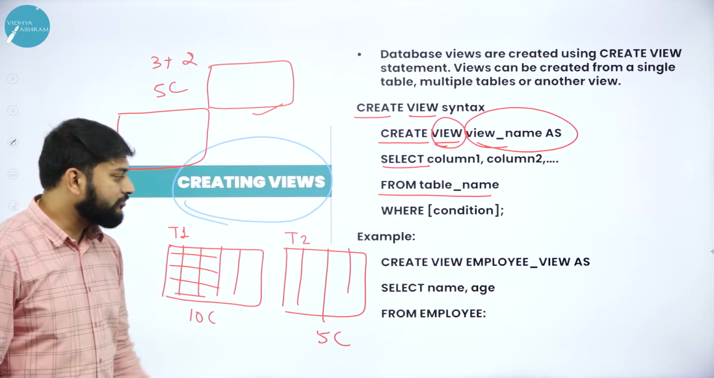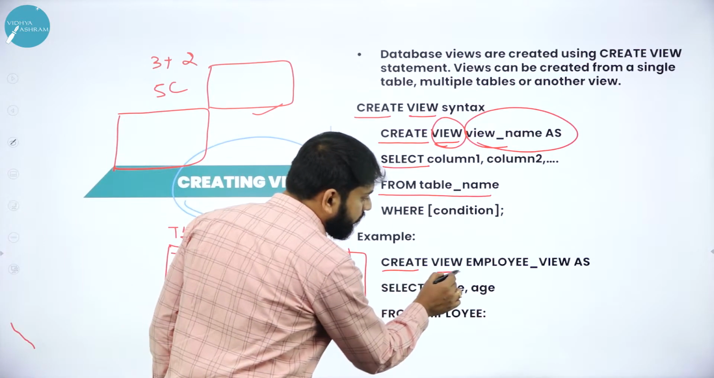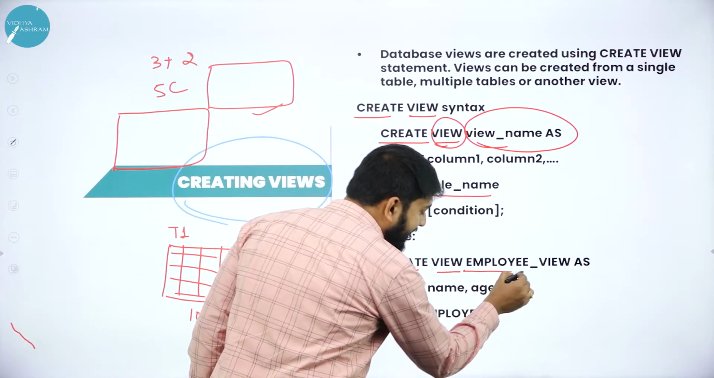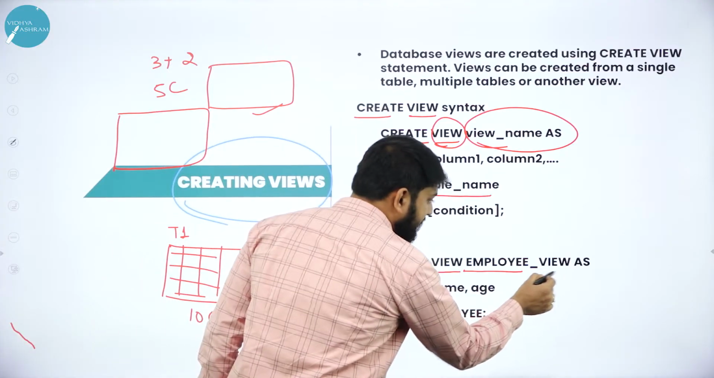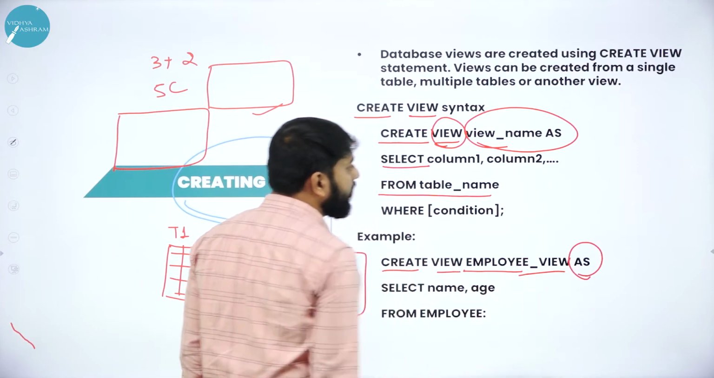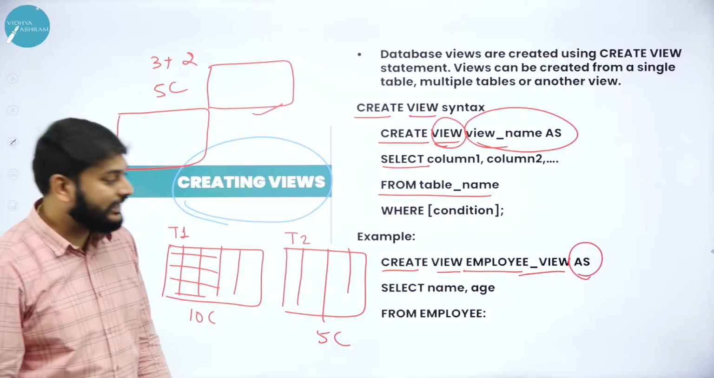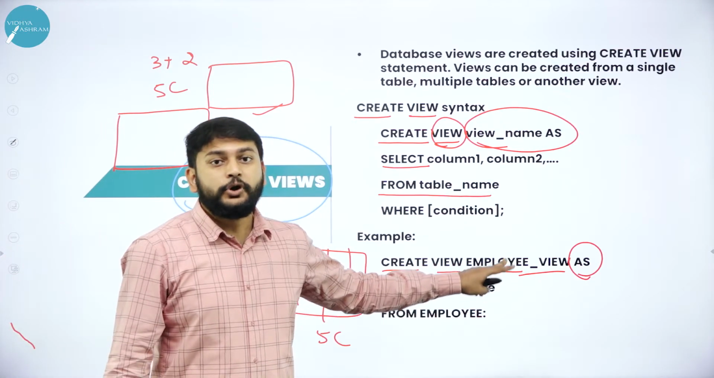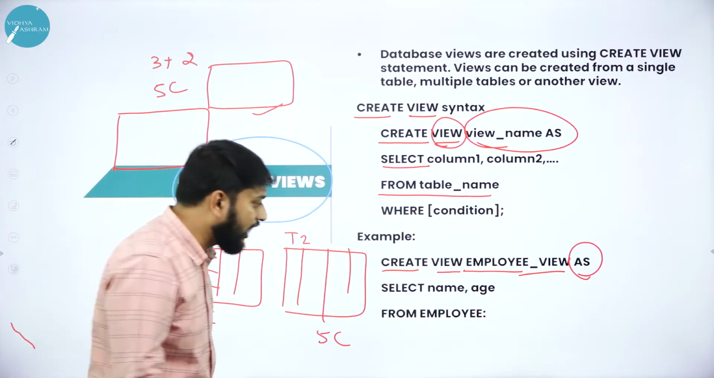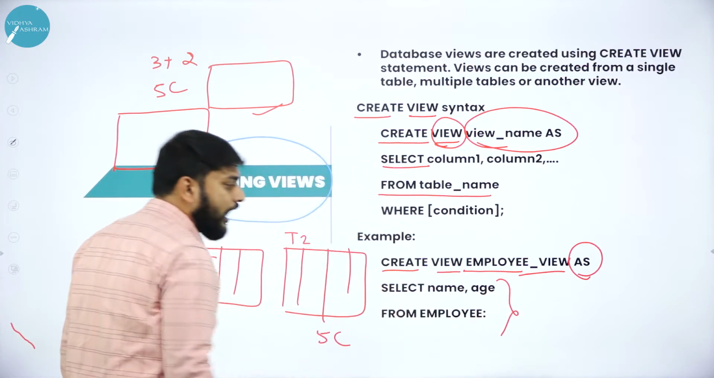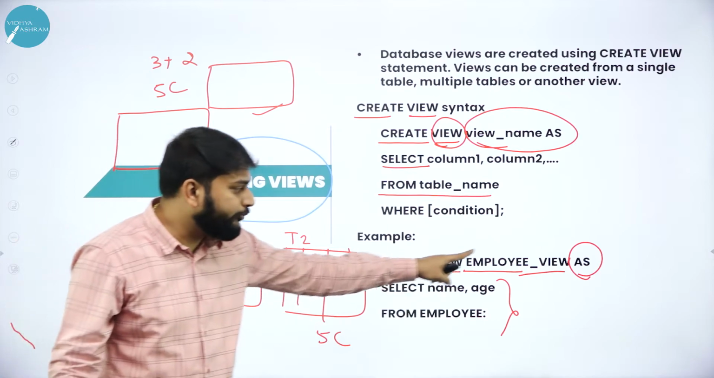Okay, I have an example. Create view employee view as. I'm using a rename operator. It's very important that you use the rename operator. Whatever resultant I get from this query, I will rename that as employee view.